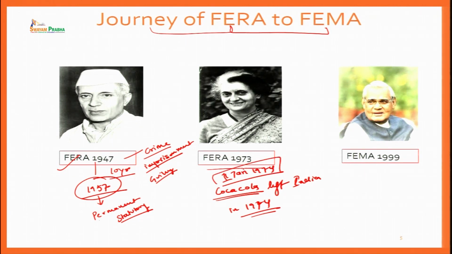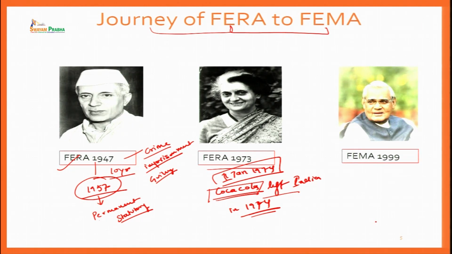This new FERA came into practice, and the policies of the new FERA further created trouble for a company like Coca-Cola to survive in the Indian market. The strict policy and strict regulation made it so suffocating for a company like Coca-Cola, such a big giant, that they even decided to leave the country, and they left in 1974.